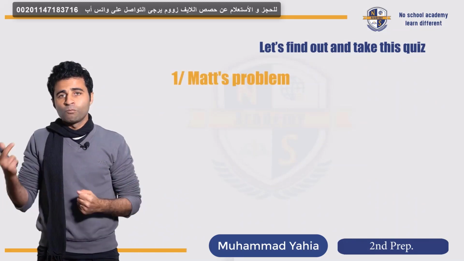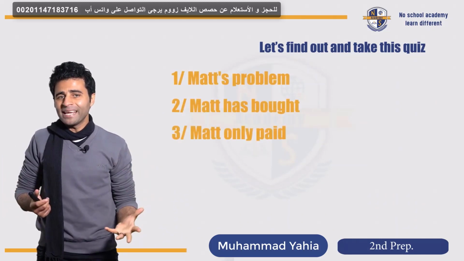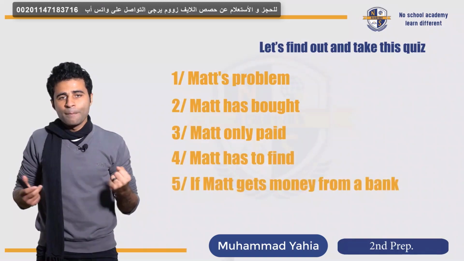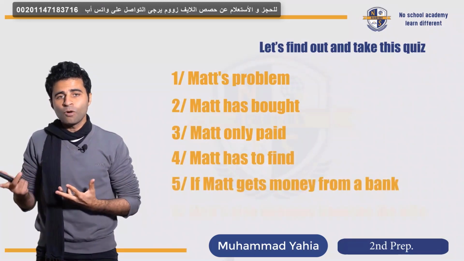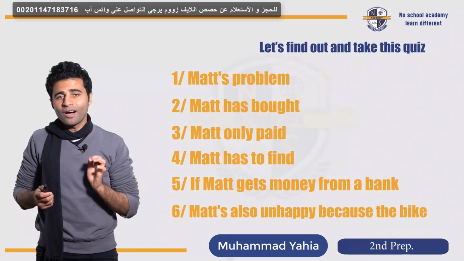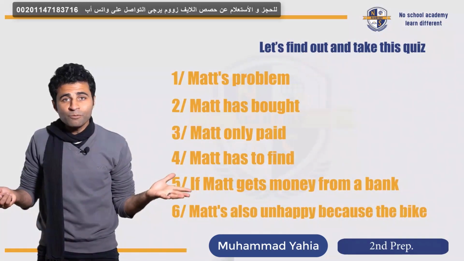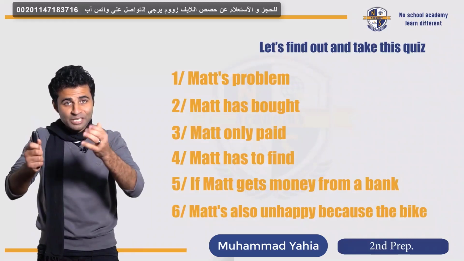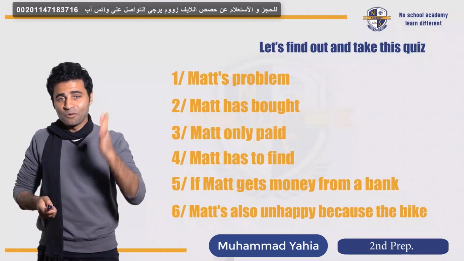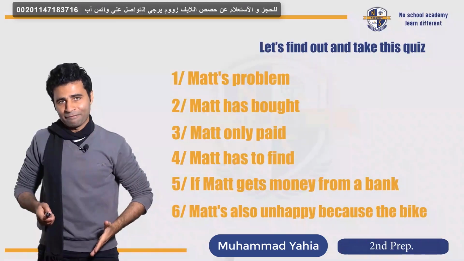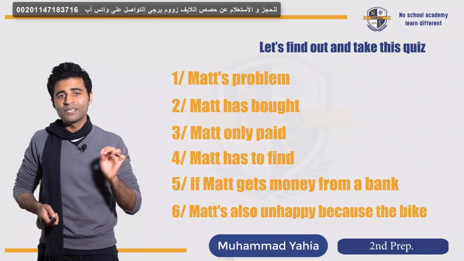Let's do this little quiz together. Matt's problem. What he has bought. Matt only paid what? Matt has to find what? Matt gets money from a bank. Why? Matt's also unhappy because of what? His bike? Yes. So 1, 2, 3, 4, 5, 6 with A, B, C, D, E, F. I want you to match them together.